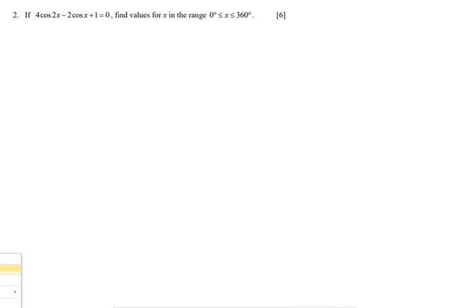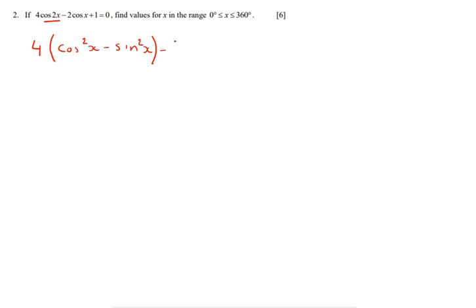Okay, so now we'll look at question 2. In this one, we're looking at 4 cos 2x. You can see that this bit here is a double angle. So I'm going to write down my 4, and then I'm going to look for the double angle of cos 2x. If I look at cos 2x, we end up getting cos squared x minus sine squared x.